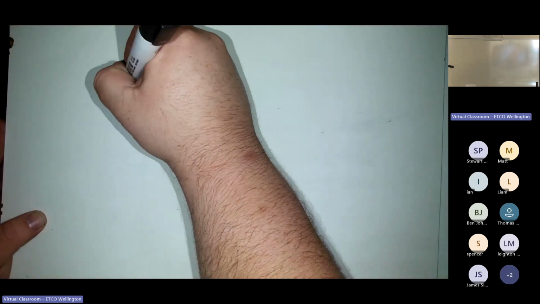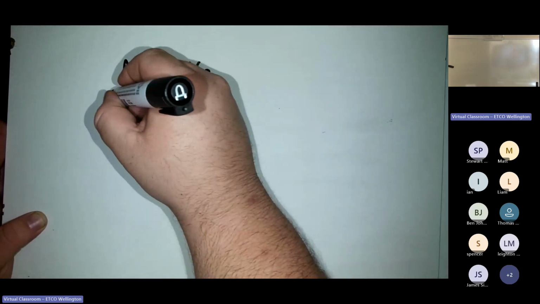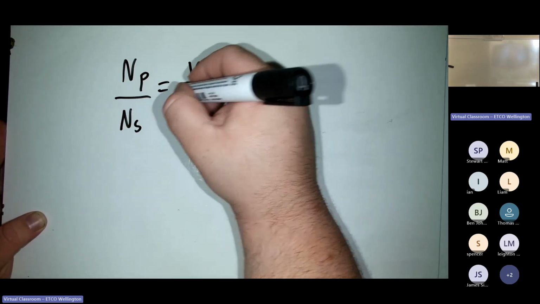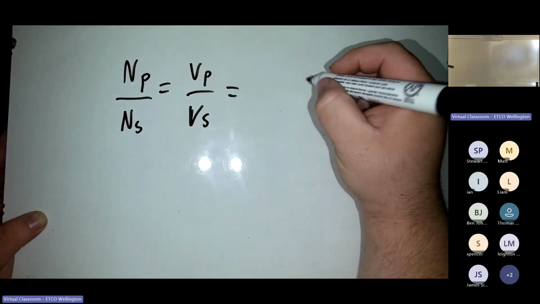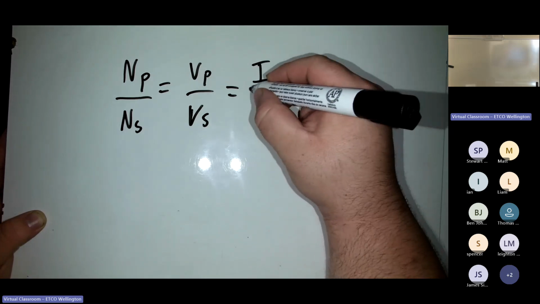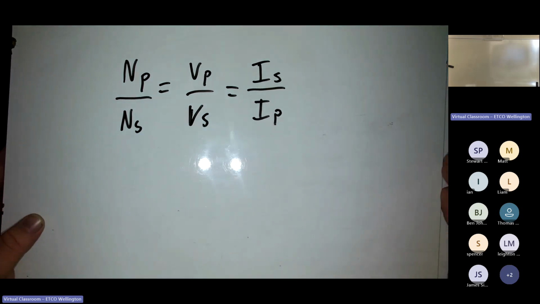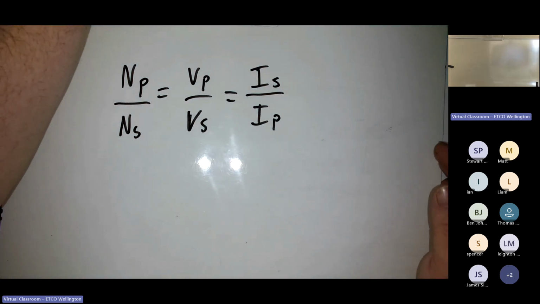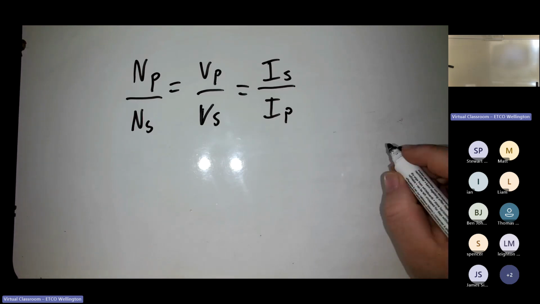Okay, so when we're talking about current, if we're talking about turns, NP over NS is equivalent to voltage primary over voltage secondary, like this. Then it's the opposite for current. So we're looking at IS over IP. Because with transformers, current and voltage are inversely proportional, so the more voltage, the less current. Okay, so we can do something similar.